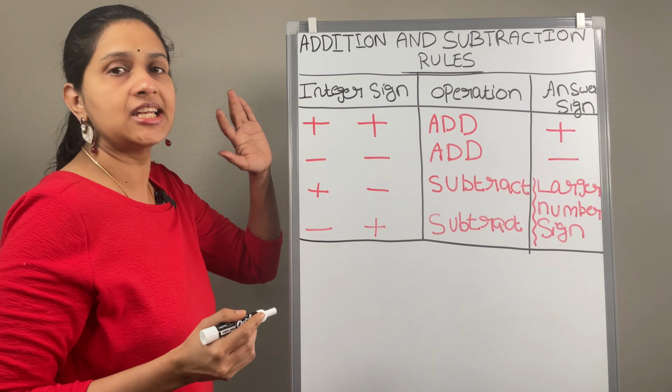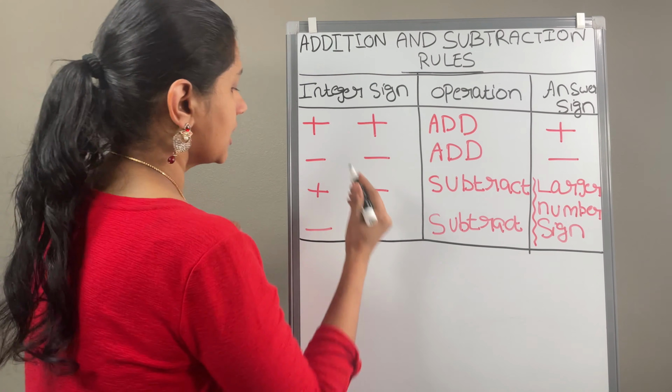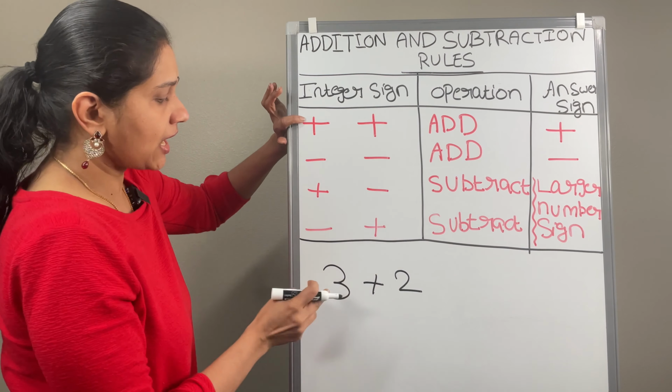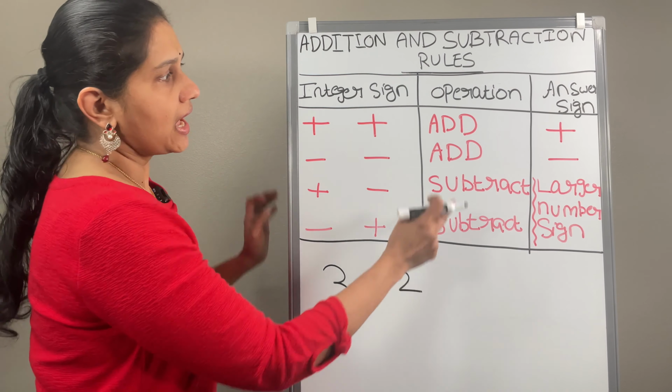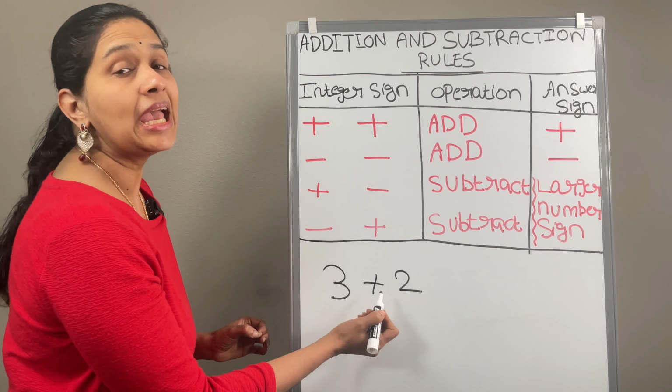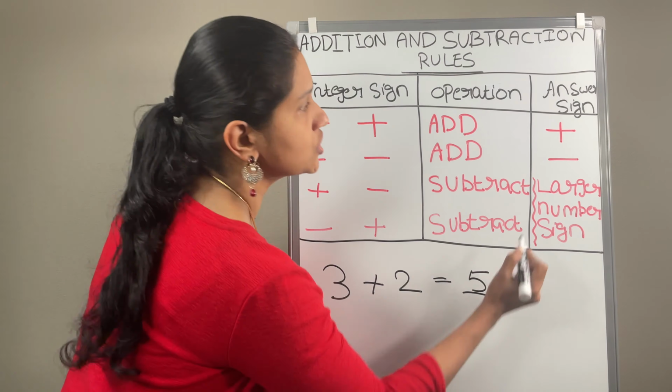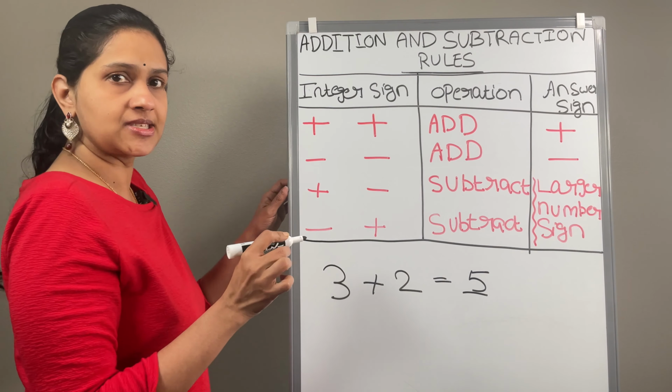What do you mean by that? Let us see with certain examples. Consider the numbers 3 and 2. So we have two positive numbers and the operation you have to perform will be addition. So the result will be 3 plus 2, 5, which is positive. That is the meaning of the first statement.